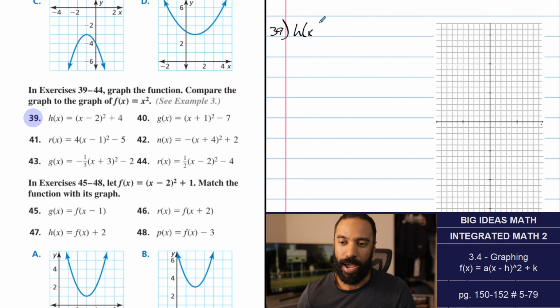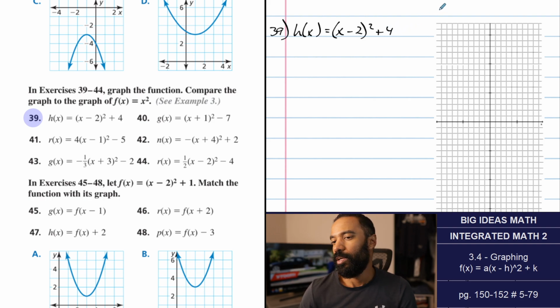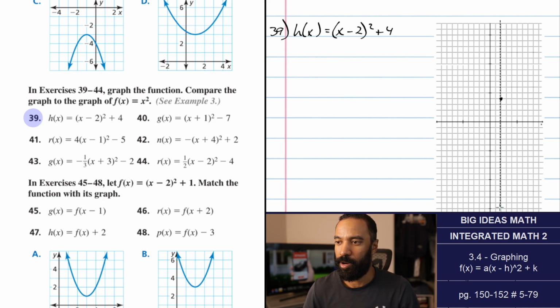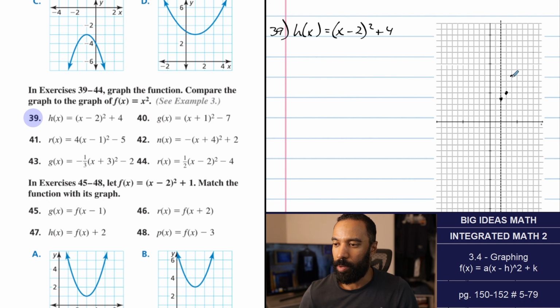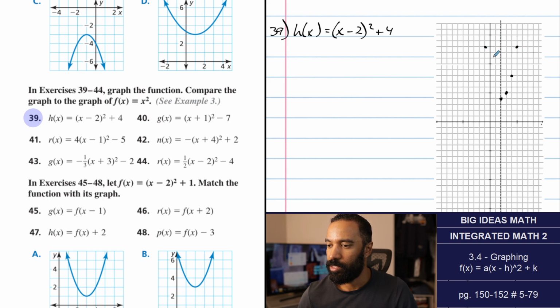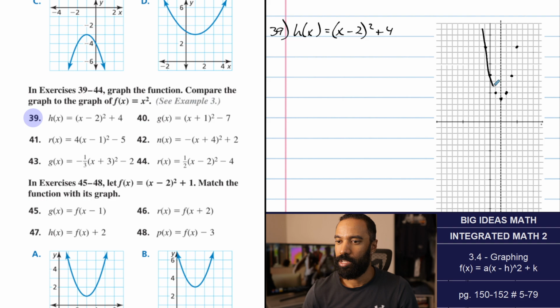So h of x, or y, equals (x minus 2) quantity squared plus 4. Okay, that vertex is at 2, 4. I'm saying that out loud. Vertex is at 2, 4. If you want to draw the axis of symmetry, I might do it to start with, but otherwise you'll see me later. The a value is 1. So I get to go over 1 up 1 squared, over 2 up 2 squared, over 3 up 3 squared, and reflect these points across. It's not symmetric across the y-axis, but it is symmetric across its axis, which is x equals 2.